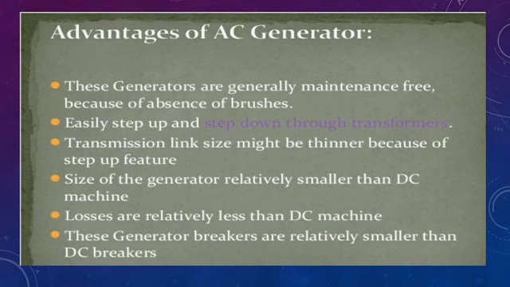Next, losses are relatively less than in a DC machine. The AC generator breakers are relatively smaller than DC breakers. So these are the advantages of the AC generator.